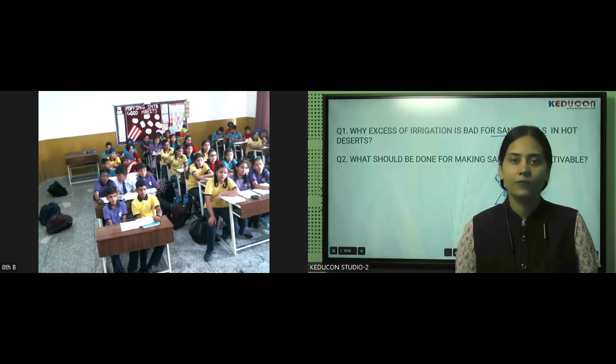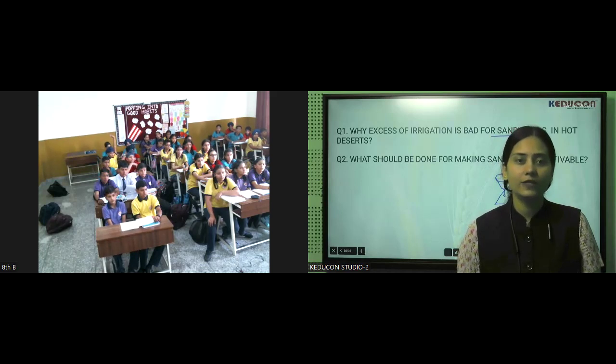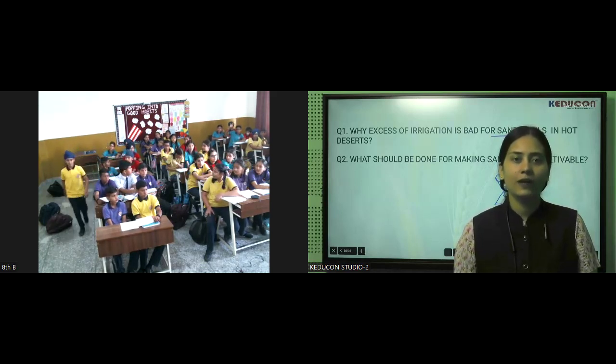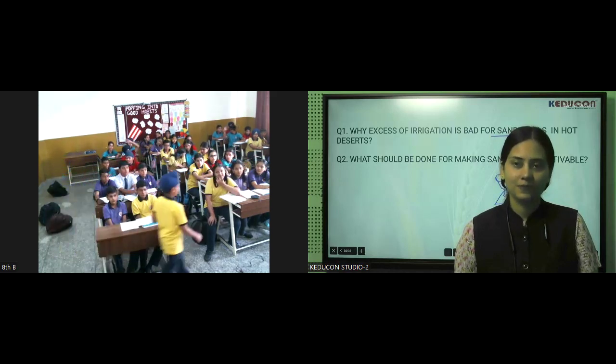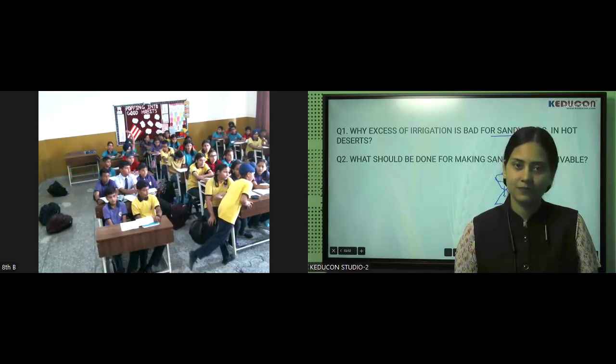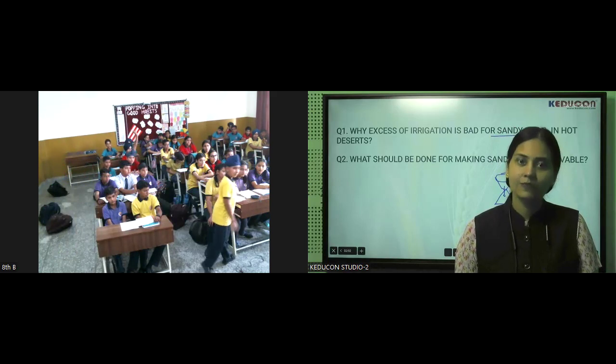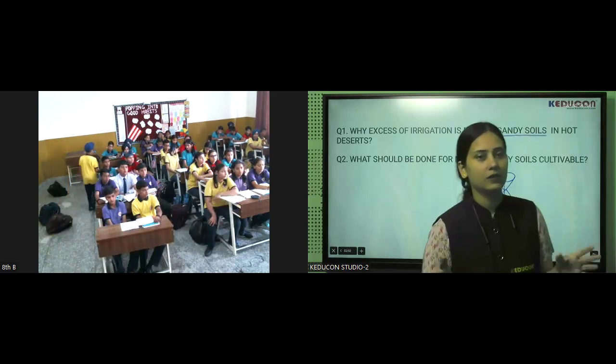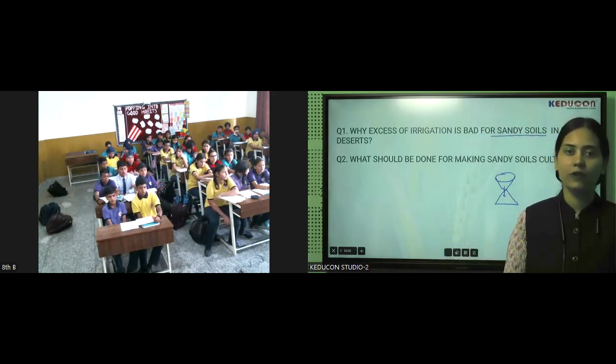Can we do something to make soil fertile? In the last session, we learned how we can make soil fertile. Yes, come close to the mic. By adding manures and fertilizers. That's good. So that is how we can make a soil fertile or cultivable.